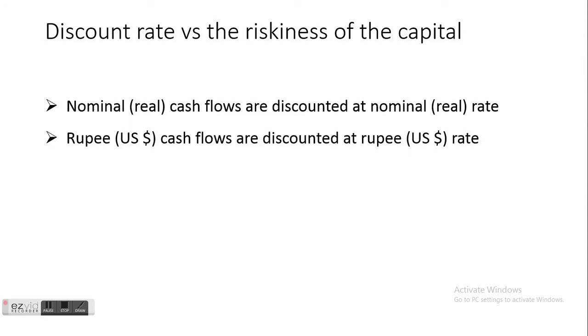They normally forget doing this in two scenarios. First, when they discount the nominal cash flows using the real discount rate, and second, when they forget to use the rupee discount rate for rupee cash flows and the US dollar discount rate for US dollar cash flows. If we keep the riskiness of the cash flow and the discount rate constant, we'll always get the correct valuation figure, assuming every other thing is kept in check.